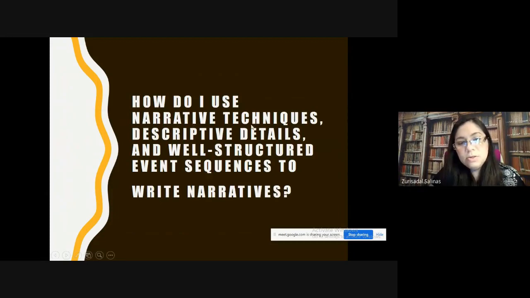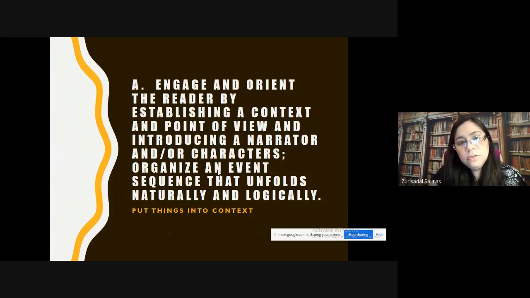How can I still use narrative techniques and still have a well-structured sequence of events? You want to have a sequence of events, just the order of events happening in the story, but still have those techniques in there. The first one is engage your reader. By engage, I mean hook them. Have something that's going to grab their attention and carry them through the rest of the story. There's nothing worse than reading a boring story. Engage the reader from the beginning, with something relevant to them, or something really engaging.